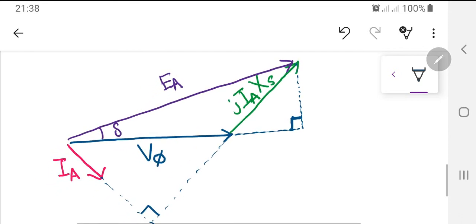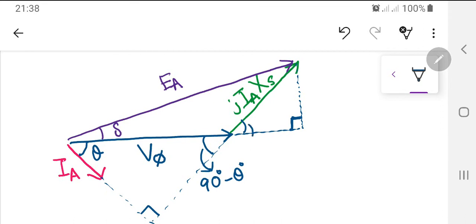Now if you are seeing this phasor diagram, if this angle was theta, which means that current IA was actually lagging by an angle theta behind V phase, and this angle is 90, then certainly this angle is also going to be 180 minus 90 minus theta, so this angle would be 90 minus theta degrees. And since these are alternate angles, this is also 90 minus theta. And since this is 90 degrees, since I have just drawn a perpendicular, this angle is equal to theta. I hope this is clear.